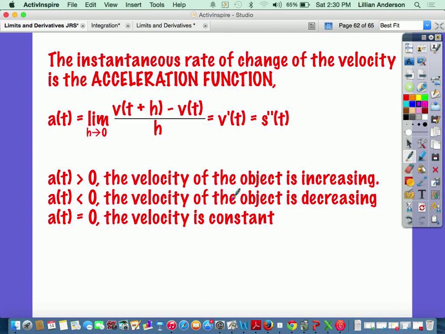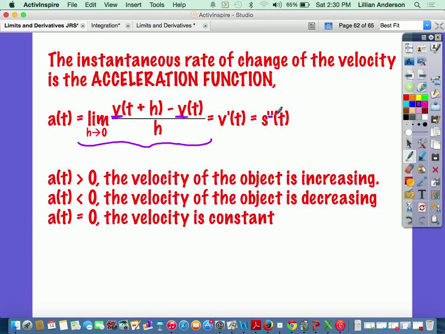So now, the instantaneous rate of change of the velocity function is known as the acceleration function. Again, you have your formal definition of a derivative, but this time we're using velocity, if you notice. So basically you're finding the derivative of velocity, which is the second derivative of your position function.